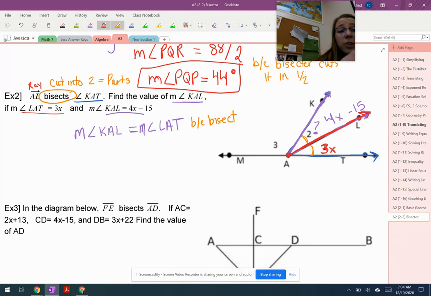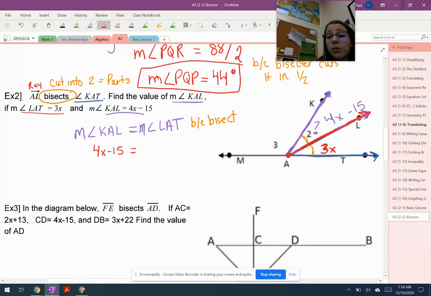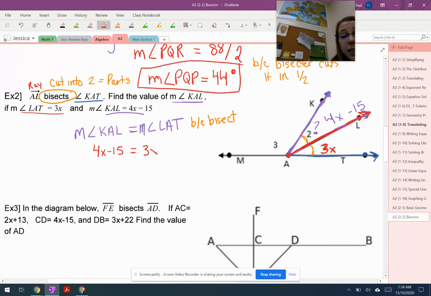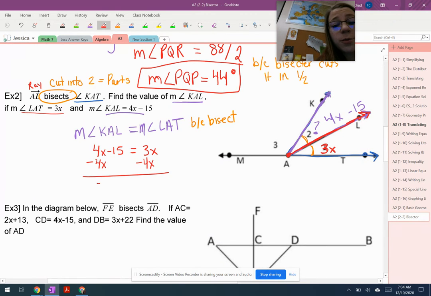So I can take the expression that they give me for KAL, which is that 4x minus 15, and set that equal to what they give me for LAT, which is that 3x. And now you have a little tiny baby equation that we can solve. Get all the x's on one side by subtracting that 4x over. So I'm left with negative 15 is equal to negative 1x. Divide by that negative 1 to get x is equal to 15.